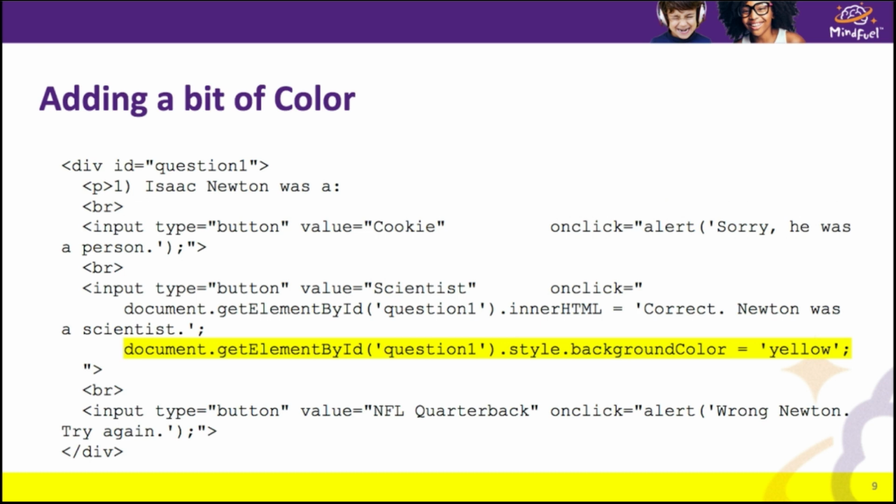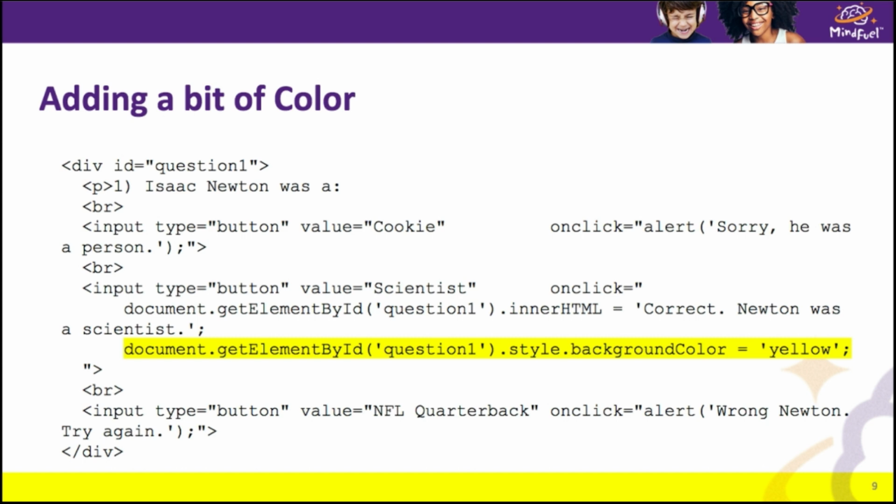Okay, now that we've added some changing of the text, let's add a bit of color. JavaScript can be used to change many other things about the display. For example, we can add a second line of code to change the color of the divided section we just created. Look at the highlighted code here. Now we have told the computer to add a background color of yellow to the correct message that is displayed when clicking the scientist button.